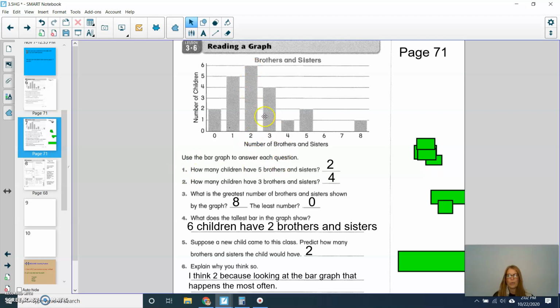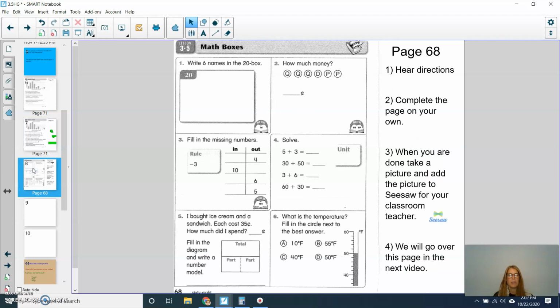All right, second graders, we'll work more with graphs in future lessons. But the last thing we'll do today is talk about Math Journal page 68. So I'm going to first talk about the directions, then I'll ask that you complete this page on your own. When you're all done, I'll have you take a picture and add that picture to CSAF from your classroom for your classroom teacher. And we'll go over this page in our next video.